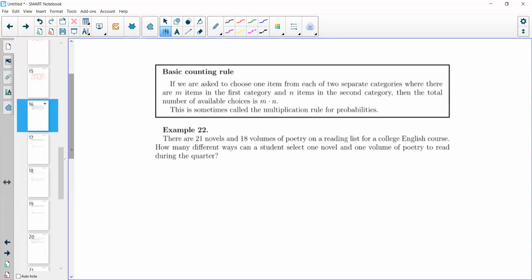Sometimes this is called the multiplication rule of probability. What gets me is, why do they use M and N? They both sound the same. Make it A and B or X and Y.